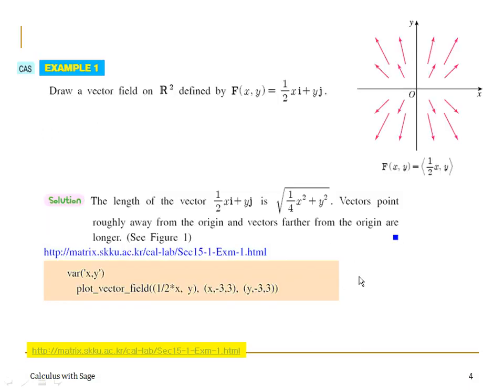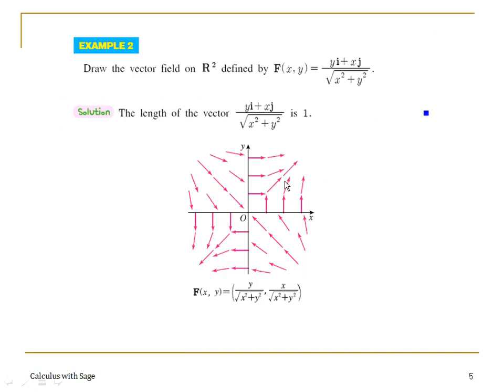So at each point we have vector directions along the y-axis like this. All you have to do is plot the vector field of this function: x-component (1/2)x, y-component y, from -3 to 3 and -3 to 3. That gives us this. Okay, next example. Draw the vector field on R2 defined by F(x, y) like this.